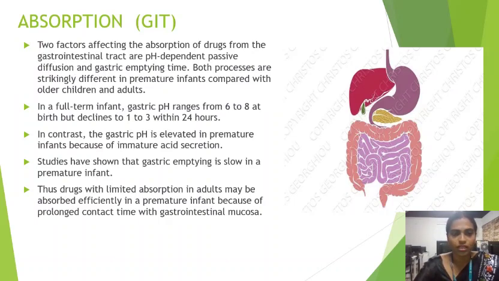Two factors affecting the absorption of drugs from the gastrointestinal tract are pH-dependent passive diffusion and gastric emptying time. So both processes are strikingly different in premature infants compared with older children and adults. In a full-term infant, gastric pH ranges from 6 to 8 at birth but declines to 1 to 3 within 24 hours. In contrast, the gastric pH is elevated in premature infants because of immature acid secretion.